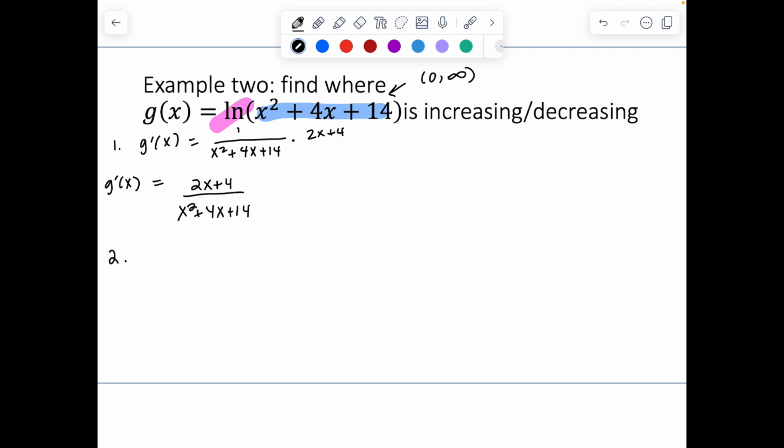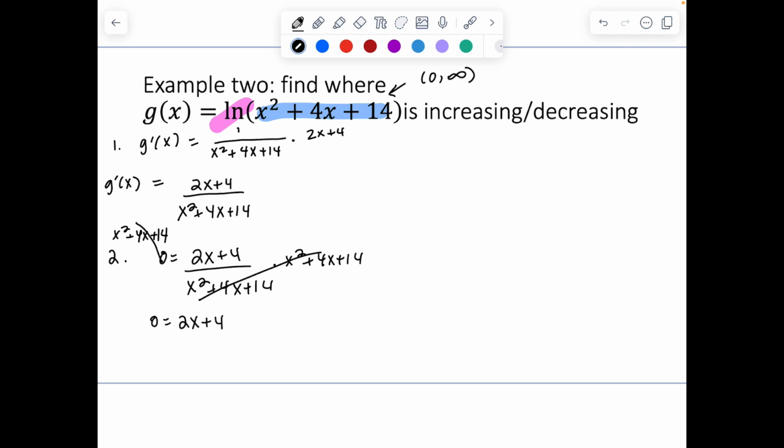But there is potentially a critical point where the derivative equals 0. So I'm going to set this equal to 0. And I'm going to solve, so I'm going to multiply x squared plus 4x plus 14 on both sides. So cross off, I'll get 0 equals 2x plus 4. And if you solve that, you get x equals negative 2. So that is our critical point. So I'm going to do our little sign test, and I'm going to write, oh wait, hold on, that's negative 2, my bad.